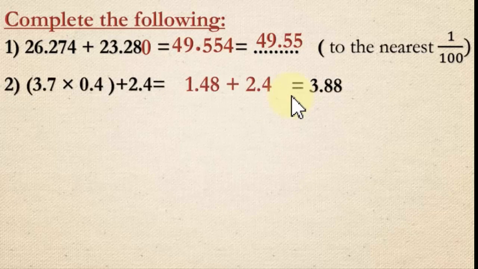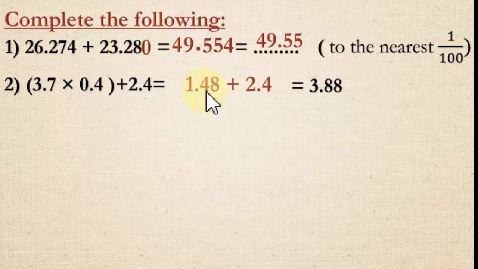What about this question? Here we have 3.7 times 0.4 plus 2.4. Okay, at first get the product of 3.7 times 0.4. Don't forget to put the decimal point after 2 digits. 4 times 7 equals 28. Write 8 and carry 2. 4 times 3 equals 12. 12 plus 2 equals 14. Put the decimal point after 2 digits. So put the decimal point here between 1 and 4. So the product is 1.48. Don't forget to add 2.4.